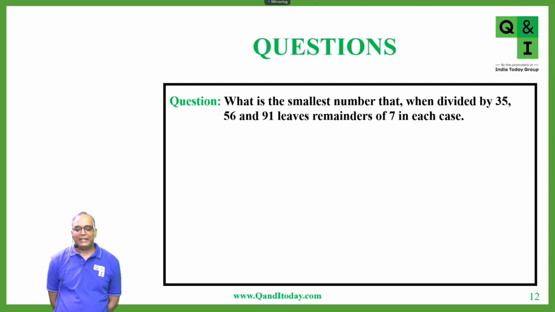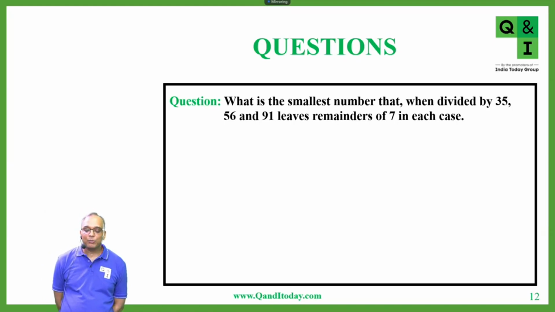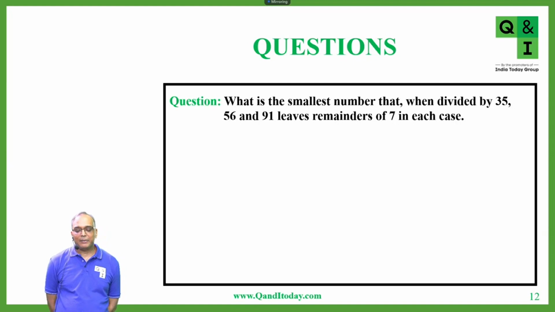So students, find the LCM of 35, 56 and 91. Once you have got that LCM, you have to add 7 to it. Then you will get that smallest number, which when divided by 35, 56 and 91 gives 7 as the remainder in each case.